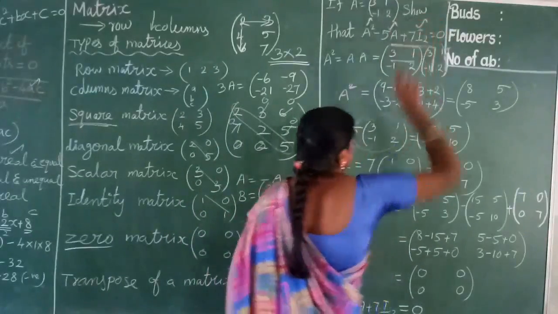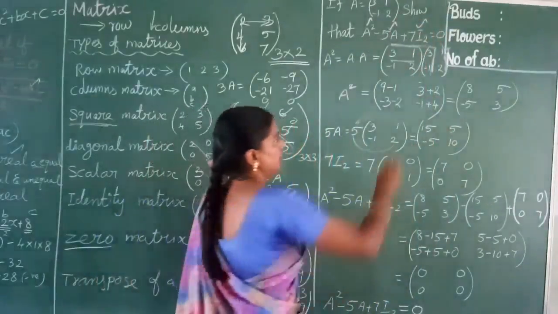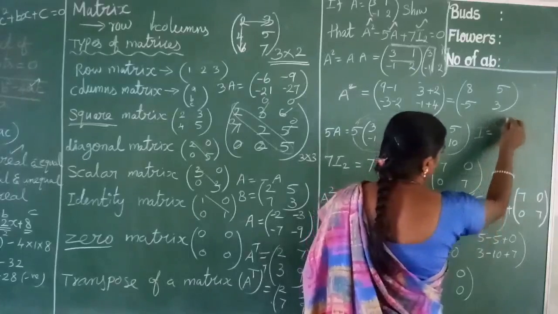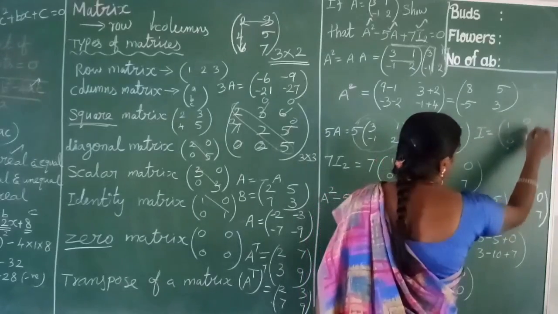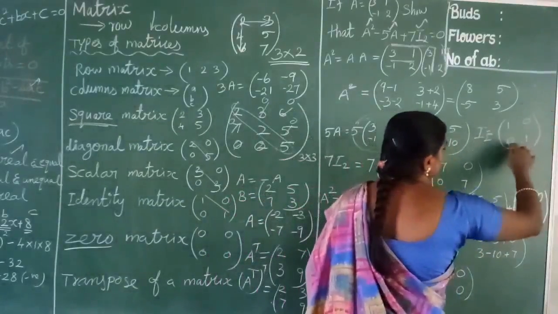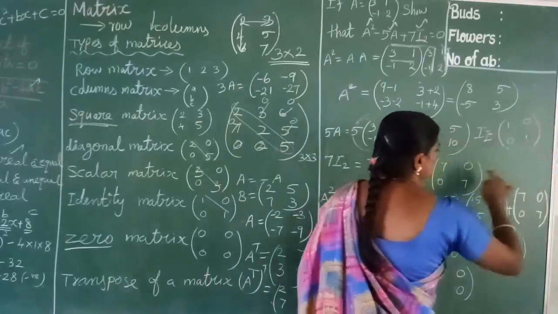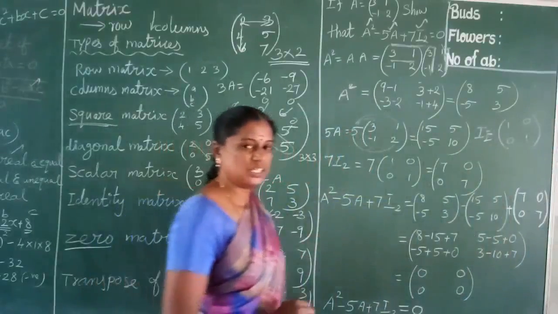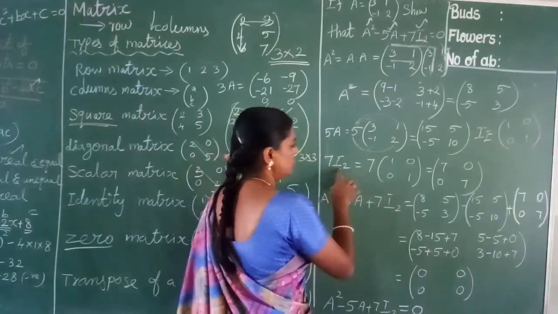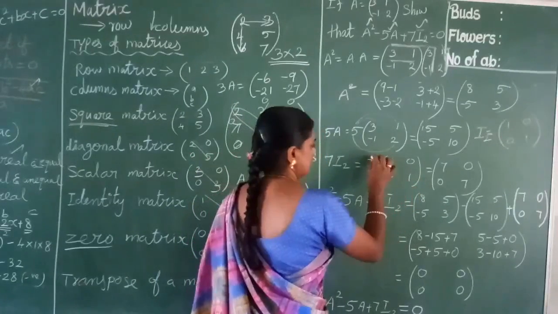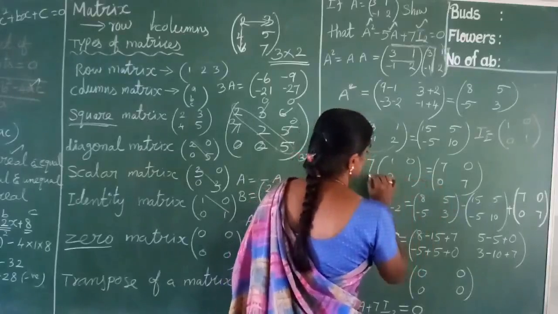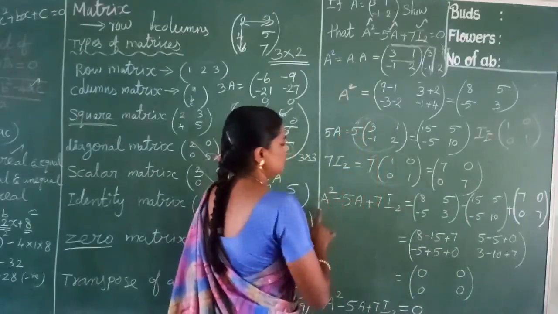Next, we want to find 7 I2. I means identity, here a 2 by 2 matrix. I2 identity of 2 by 2 means [1, 0; 0, 1]. I3 means [1, 0, 0; 0, 1, 0; 0, 0, 1], that is a 3 by 3 matrix. I2 represents the 2 by 2 identity matrix. So 7 into I2: 7 into 1 is 7, 7 into 0 is 0, 7 into 0 is 0, 7 into 1 is 7.